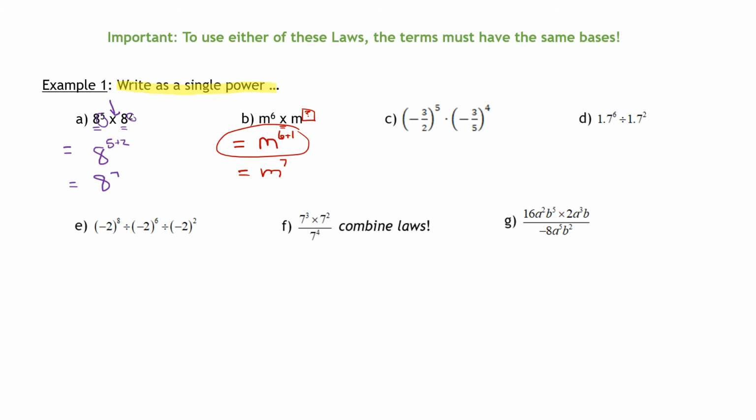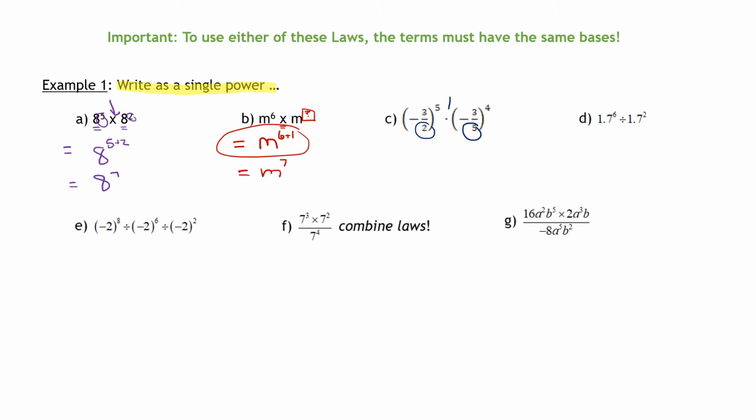Next one, those bases don't match. So we don't have matching bases here. This is -3/2 and this is -3/5. They're not the same. So I can't write them as a single power because they don't match. And the textbook always throws these ones in here. They look almost the same and if you don't pay attention, you would have maybe written a power of 9 to something here, but they're not the same.